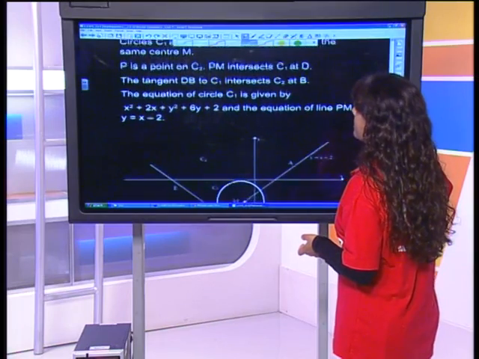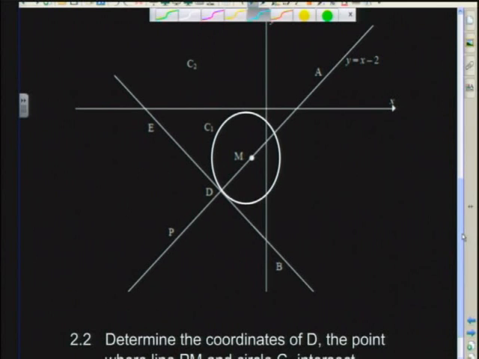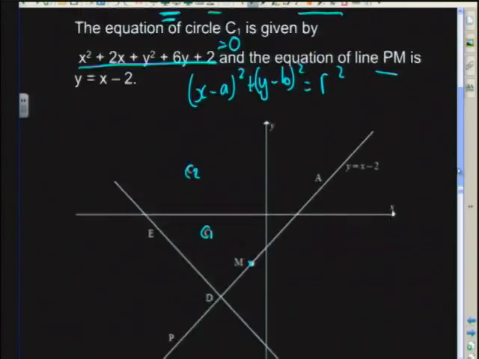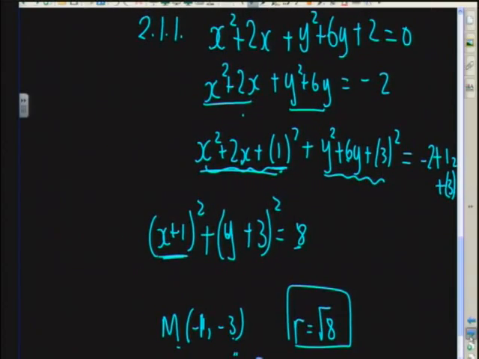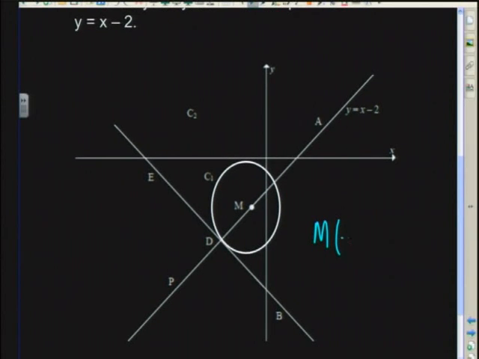Okay, so now this is part 2 of the same question, right? So far we've completed the square, we saw that the center M, and I'm just going to write it down again, was minus 1, minus 3. All right, and we saw that the radius was the square root of 8. Okay, so that's the information we've got from the first part.